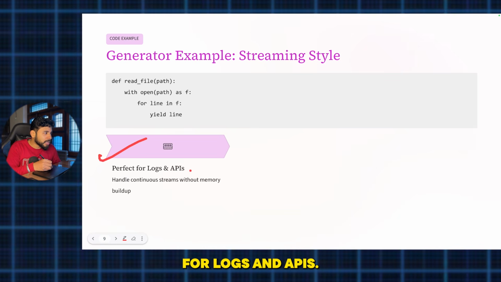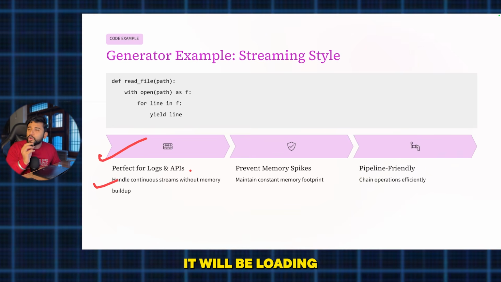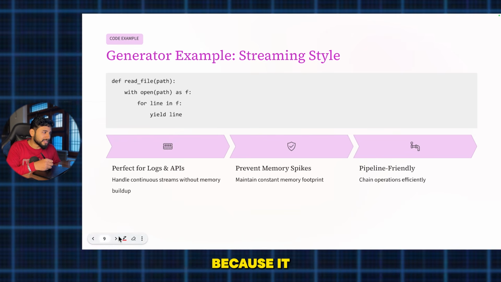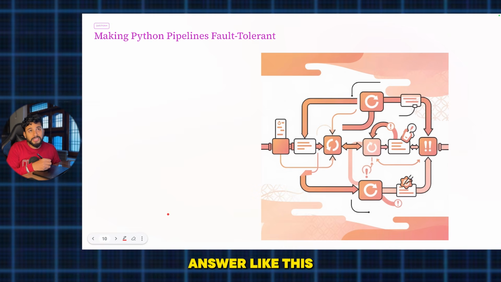It is very perfect for logs and APIs. It handles a continuous stream of data without memory buildup, because whenever the data is required, only at that time it loads it. Next, it prevents memory spikes and maintains a constant memory footprint. It is pipeline friendly. We can use it directly in pipeline code, and it chains operations very efficiently because it generates data whenever it is required. So a generator lets Python behave like a streaming engine. That is why generators are important to understand and to answer like this in interviews.